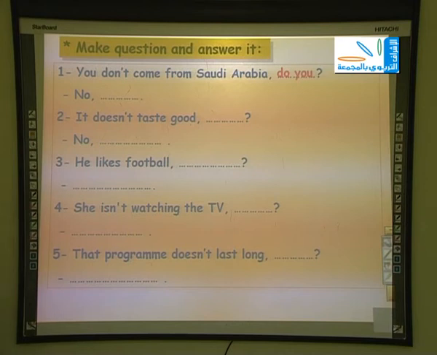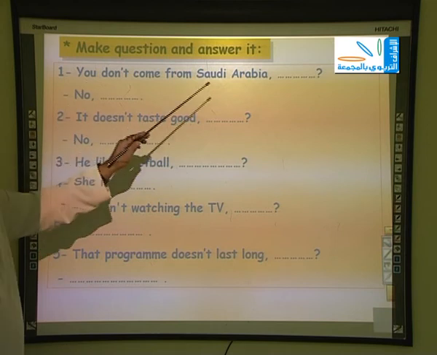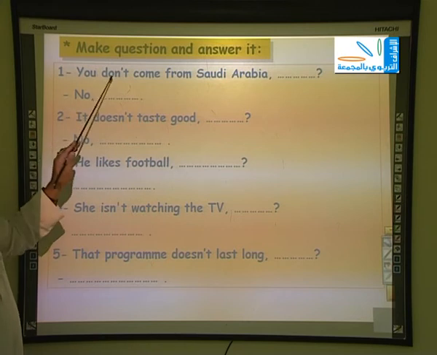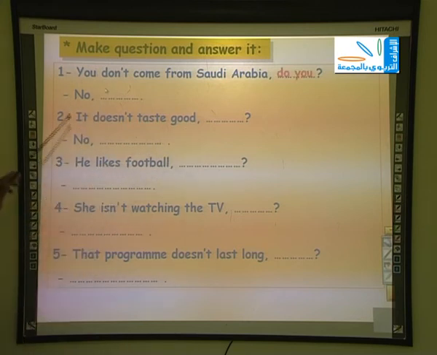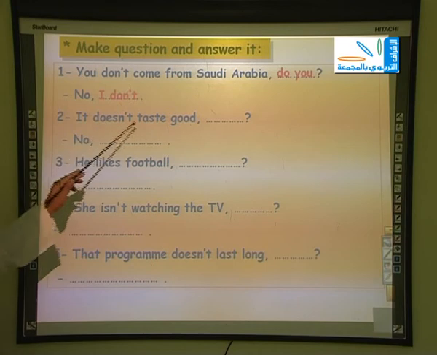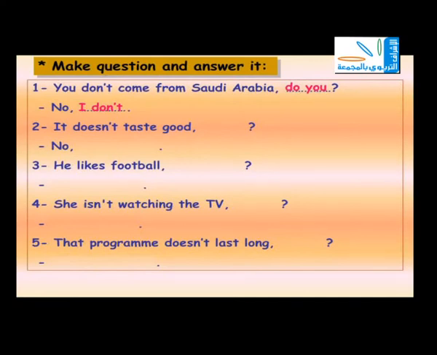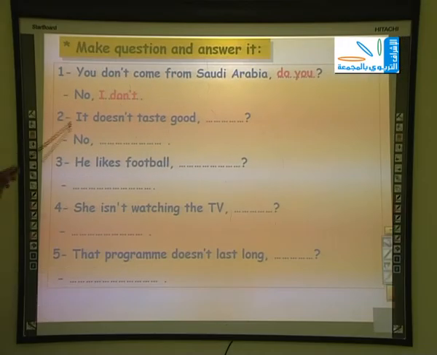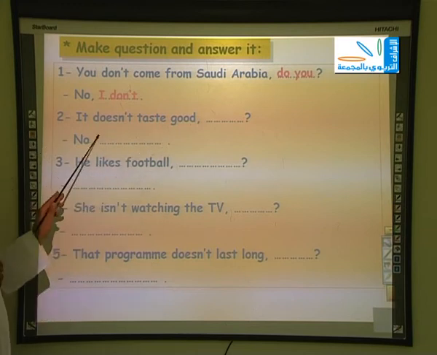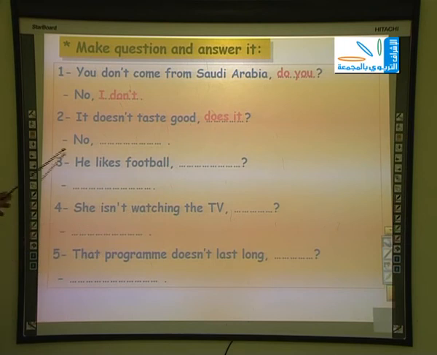Now, we are going to give other questions to test your understanding. You don't come from Saudi Arabia. The question is, do you? The answer will be, no, I don't. Let's move to number 2. It doesn't taste good. These are the examples which are found in your science book. Number 2, it doesn't taste good. The question is, does it? No, it doesn't.